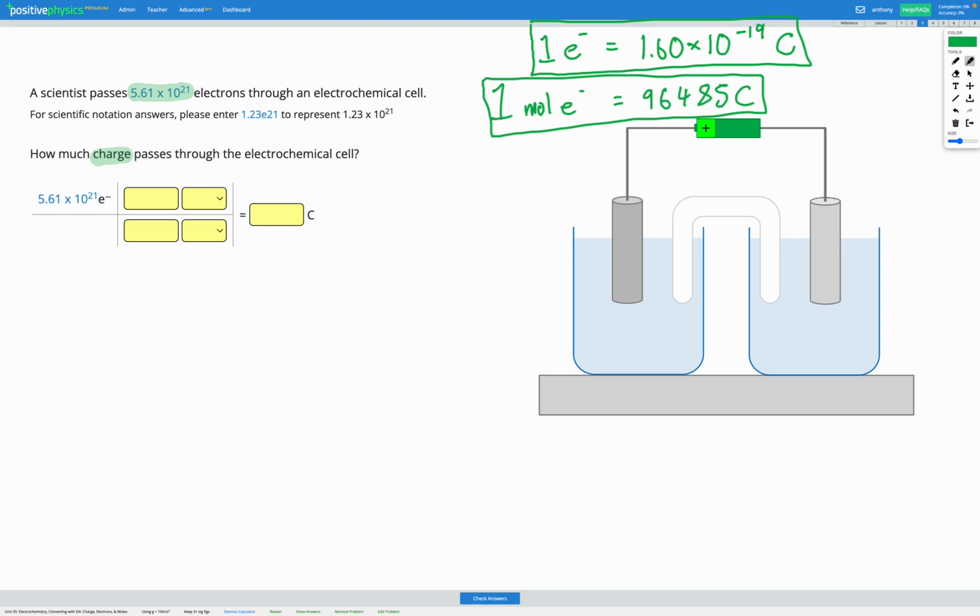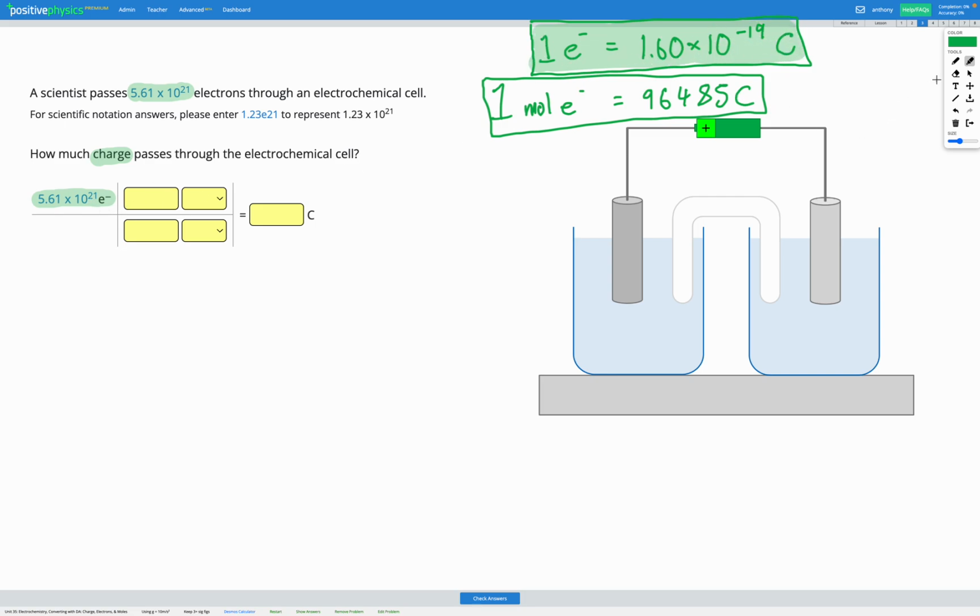Our first step is writing the question in the first box of our dimensional analysis table. That's been done for us. Then we're going to use our conversion factor in the next column. We start with electrons and we're going to charge. So that's going to be this first conversion factor shown here, which is the elementary charge.